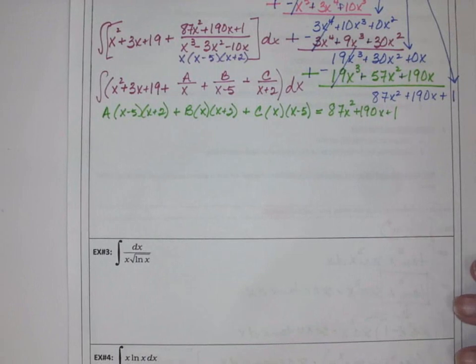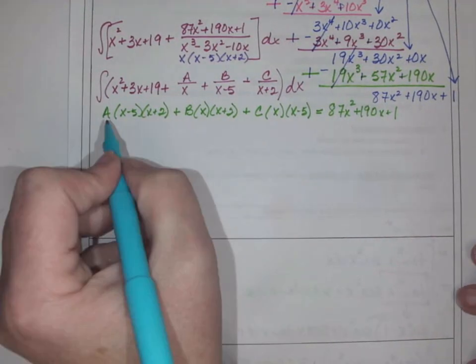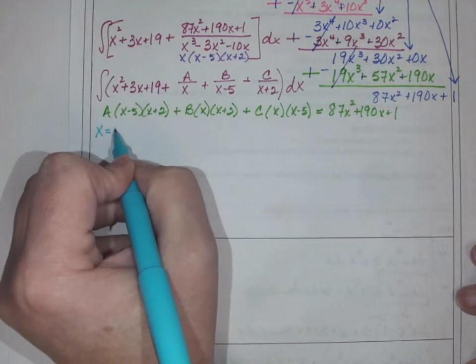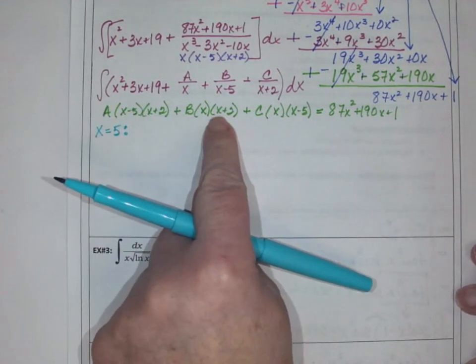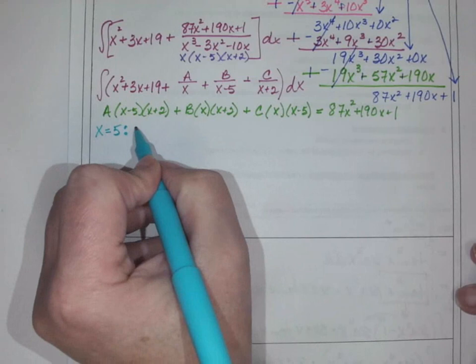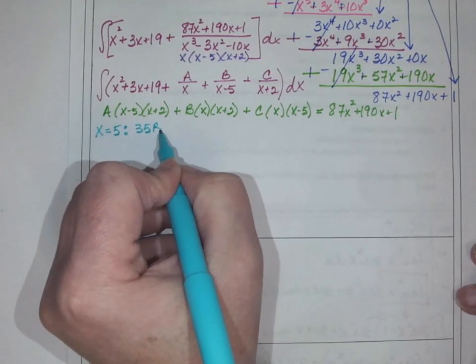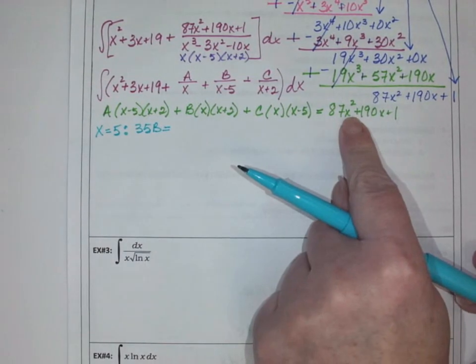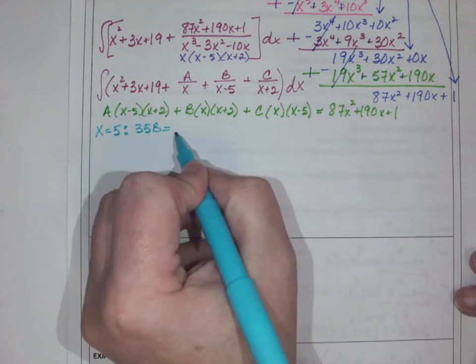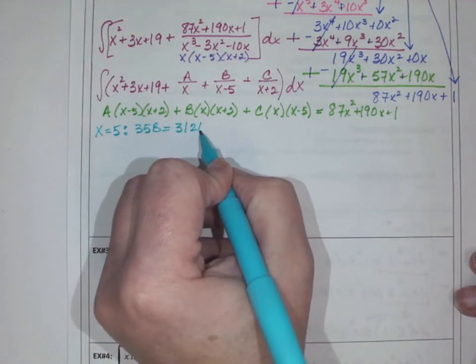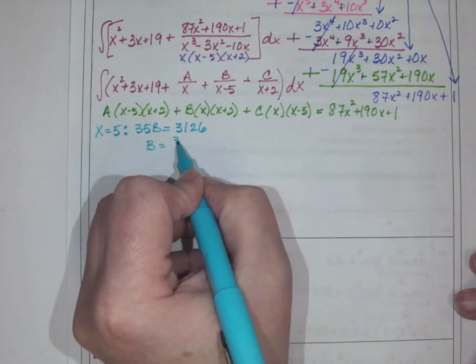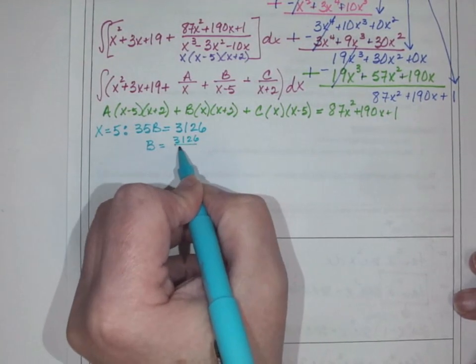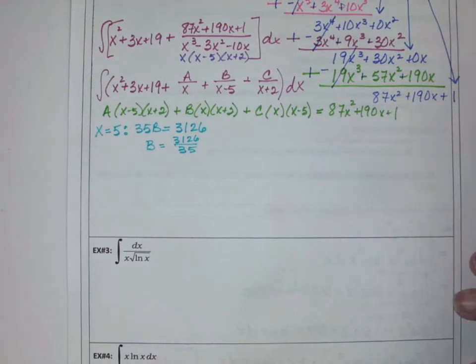So the first thing that I'm going to do is I'm going to let x be 5 to cancel out the a. So a will cancel out. B will be 5 times 7, so 35b is equal to, if I plug 5 over here, I get 3,126. So that doesn't reduce, so B is 3,126 over 35. Told you the numbers were bad, but the process is not too bad.